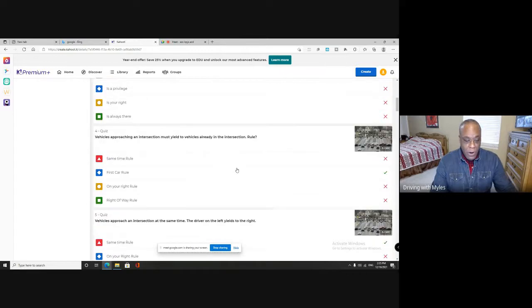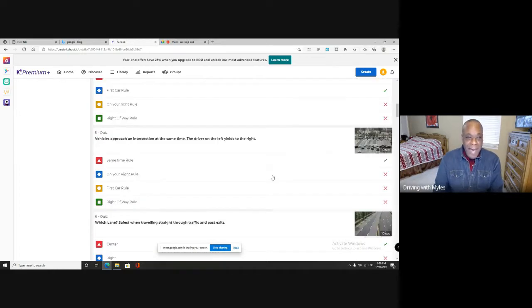Number four, vehicles approaching an intersection must yield to vehicles already in the intersection. Rule: the first car rule. The first car to get there is the first car to go. Number five, vehicles approaching an intersection at the same time, the driver on the left yields to the right. This is the same rule.